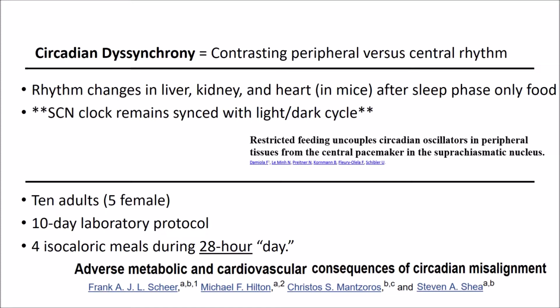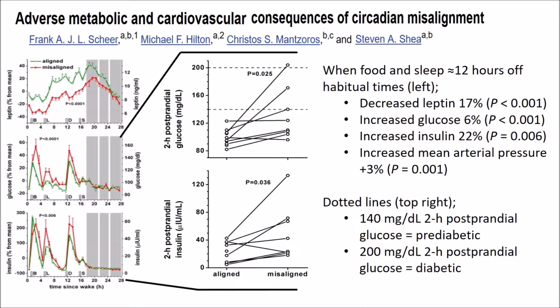So a study of 10 adults, which was a 10-day study where basically they ate their meals 4 hours later every single day, eventually leading them to be 12 hours desynchronized in alignment, saw that their genetic expression as well as their protein expression of insulin, their glucose levels, and their leptin levels were raised or decreased to levels that represented pre-diabetic or diabetic values in patients. So this can have very profound effects on metabolism.